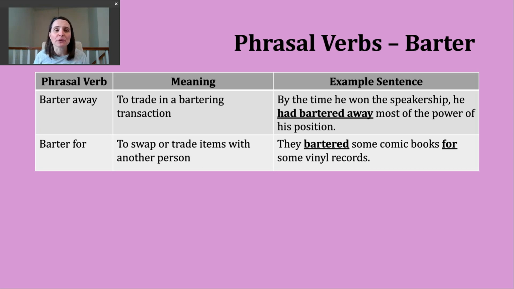The second phrasal verb you'll hear is to barter for. And again, this connects to the idea of a bartering transaction. So here we're swapping or trading some items or maybe some services with another person. An example of this might be: they bartered some comic books for some vinyl records. Okay? So here, many times you're going to hear the two things or two sets of goods, two sets of services, whatever it might be, that are being traded or exchanged.